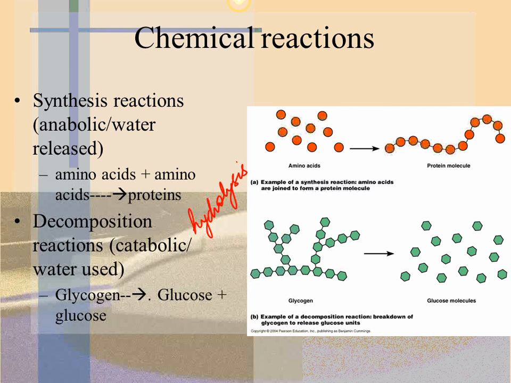Because ATP is the utilizable form of energy for your cell. You can't use just glucose. You have to break glucose down into ATP to be used, okay? So this breaking down of glycogen, which is a complex molecule, into simpler molecules is an example of decomposition, or what is known as a catabolic reaction.